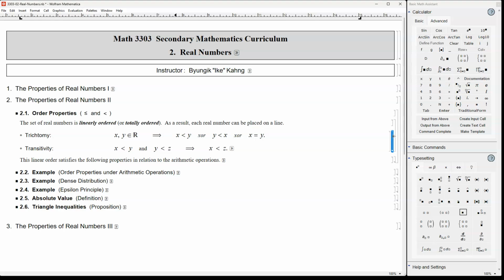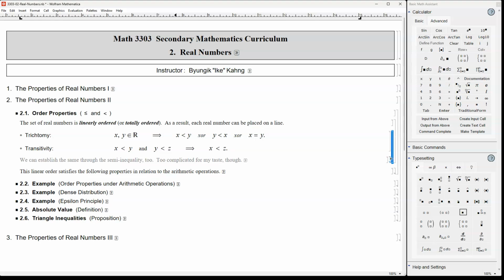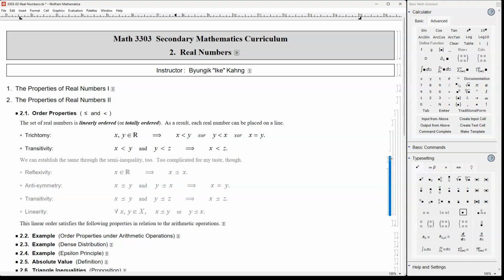Another way to accomplish the same thing is to use the semi-inequalities. And I don't like it very much because we have to check 4 properties if we go with less than or equal. If I use strict inequality, I have to check only these two. So it's simpler this way. But there are some advantages to doing it with the latter method here, which I just highlighted in blue.